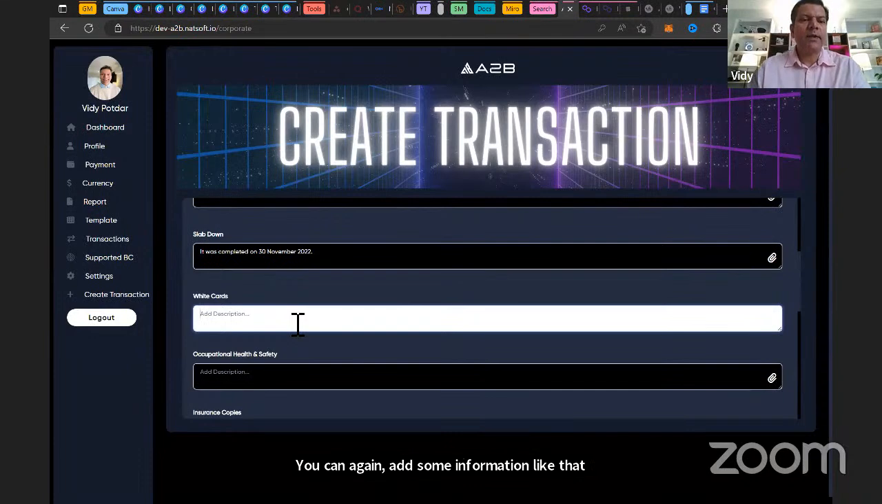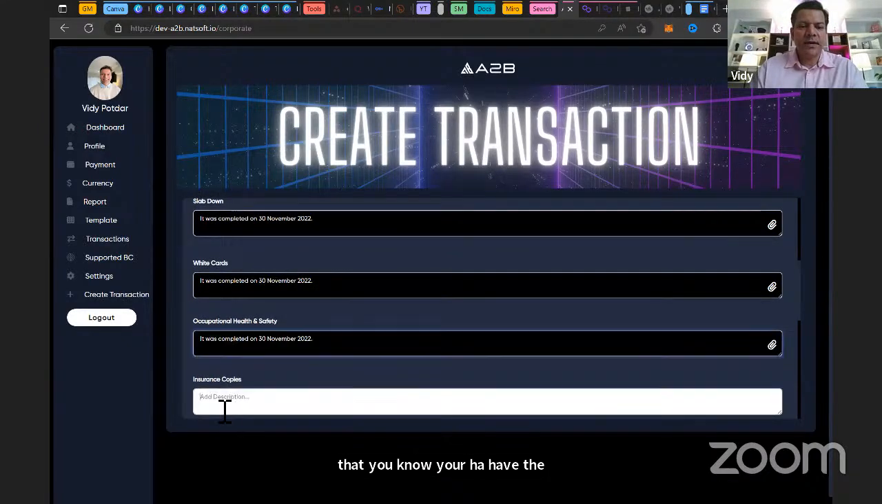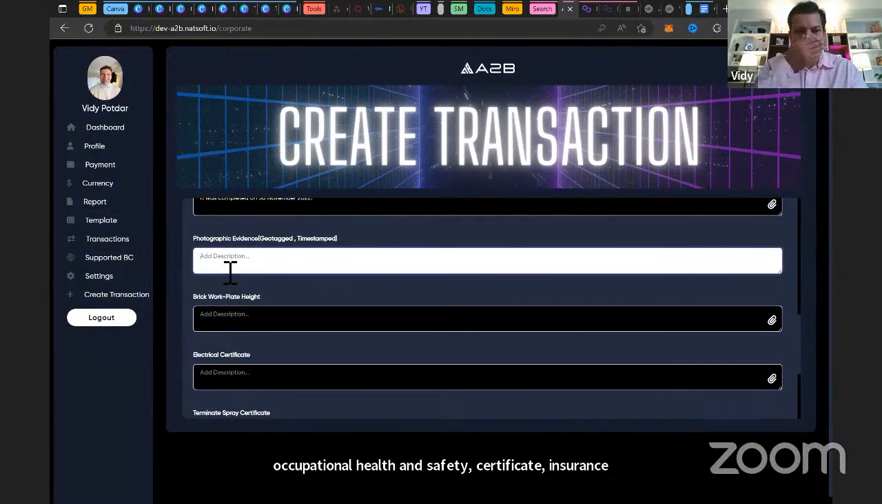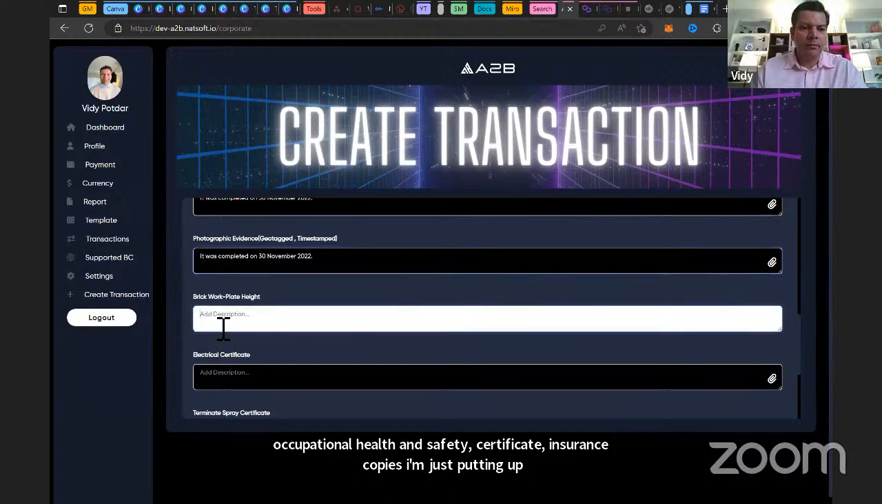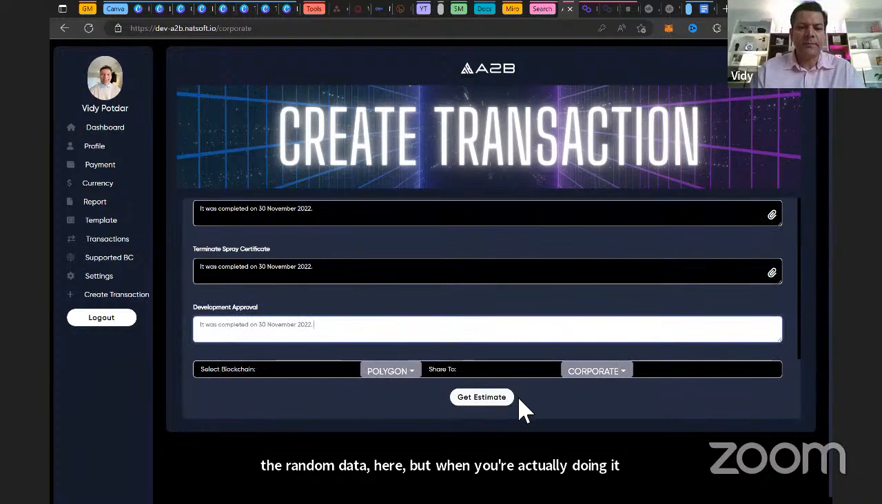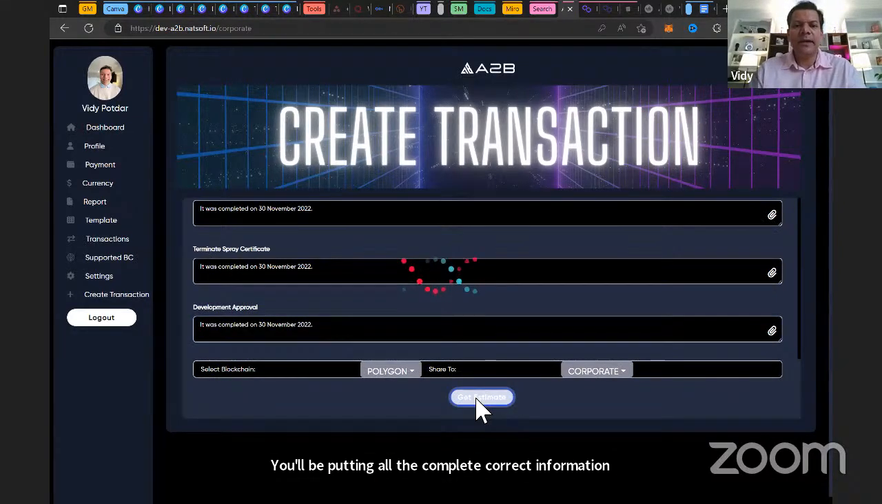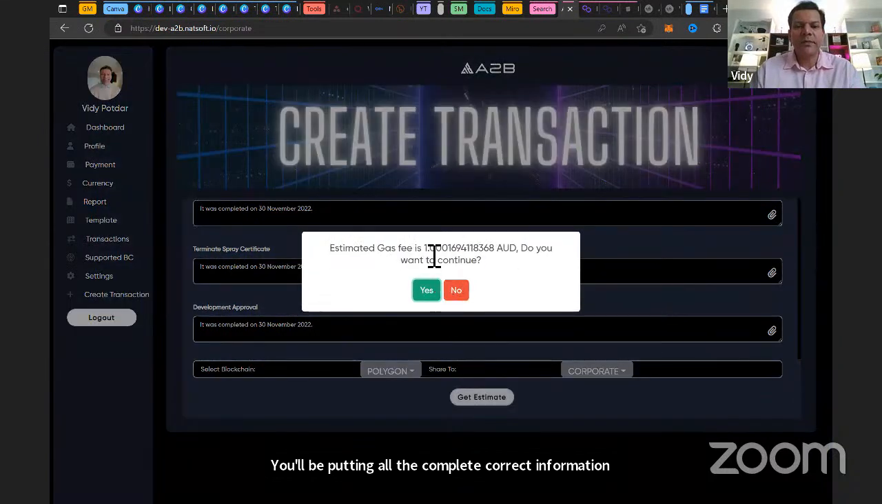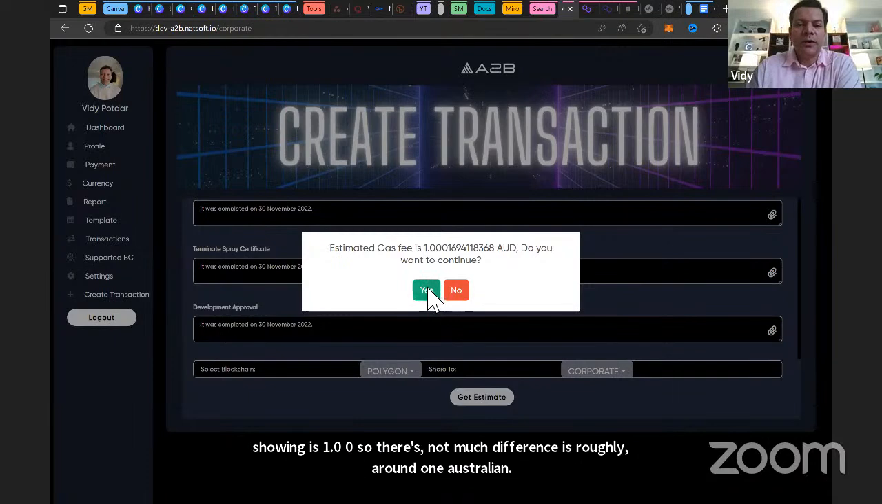White cards is an example. Like every laborer working on a site has to have an identity card, a proof that you have the right skills. Occupational health and safety certificate, insurance copies. I'm just putting random data here, but when you're actually doing it, you will be putting all the complete, correct information here. And then we can similarly get an estimate for running this. Here now you can see the estimate is showing 1.00. So there's not much difference. It's roughly around $1 Australian to do this.